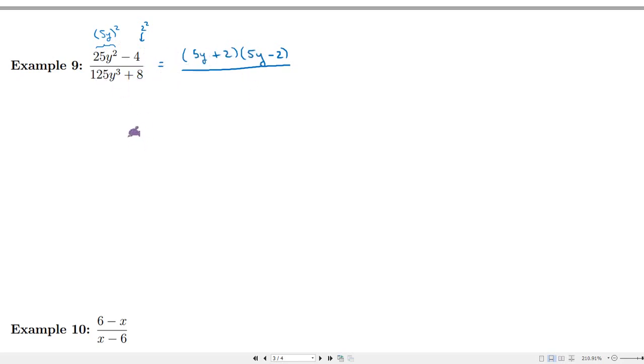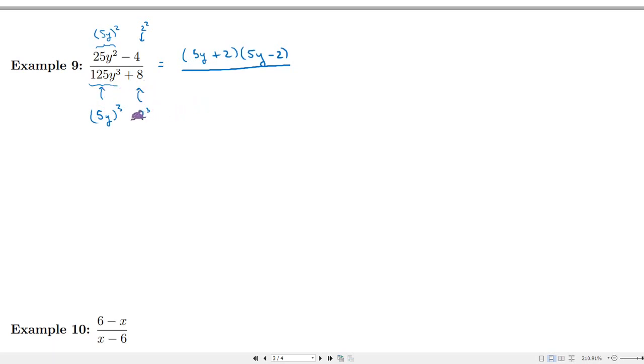What do we have in the denominator, though? Denominator, we have 125y cubed plus 8. So that looks like a sum of cubes. So what is this? Can you write this as a cube? Well, that would actually be 5y cubed, right? 5 cubed, 5 times 5 is 25, like we had up here, but then multiply that by 5 and we'll have 125. So 5y cubed, and 8 is 2 cubed.